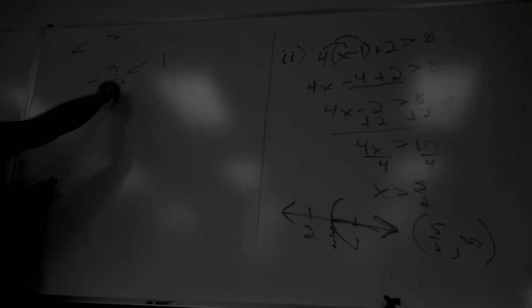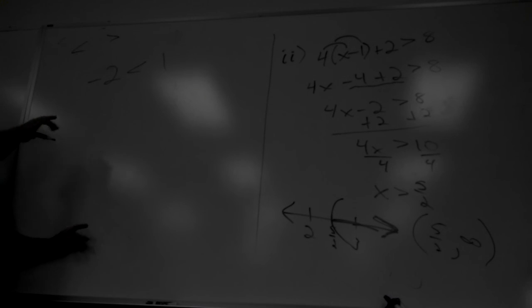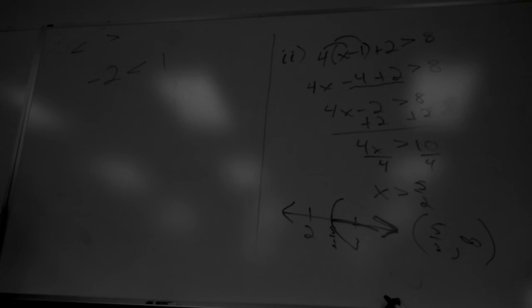So that's a true statement, right? Yes. I'm allowed to divide or multiply both sides by anything except 0. This is true? Of course I am.